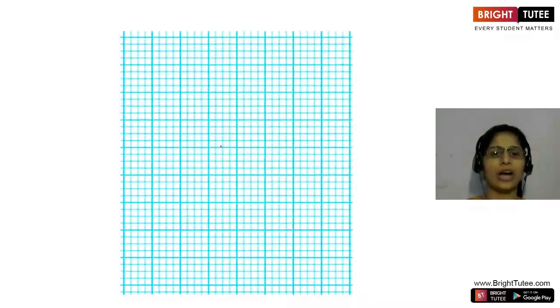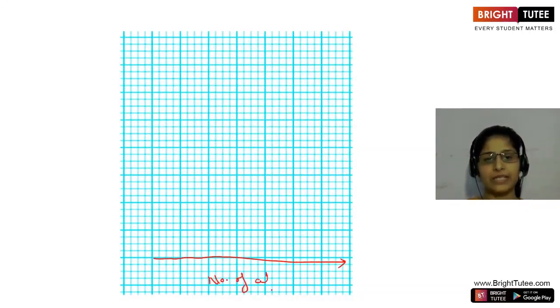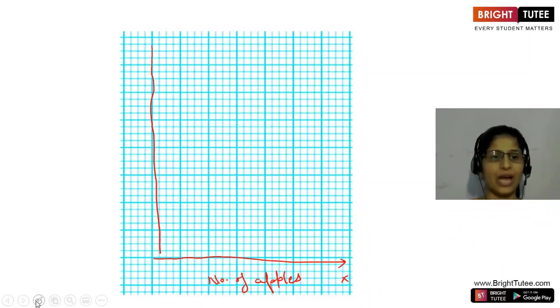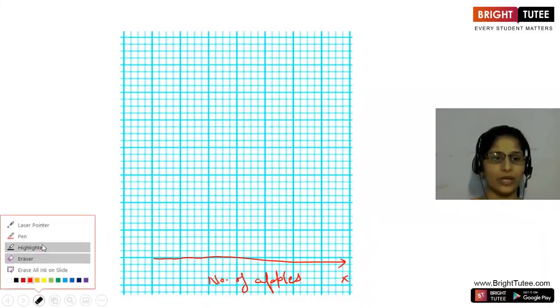So we have to draw a graph. So what we will do, on one axis, we will represent the number of apples. So suppose I show here number of apples on x-axis. Then we represent the cost, right? So we will represent here on y-axis the cost of it. So you have to use your scale and draw out a straight line over here.